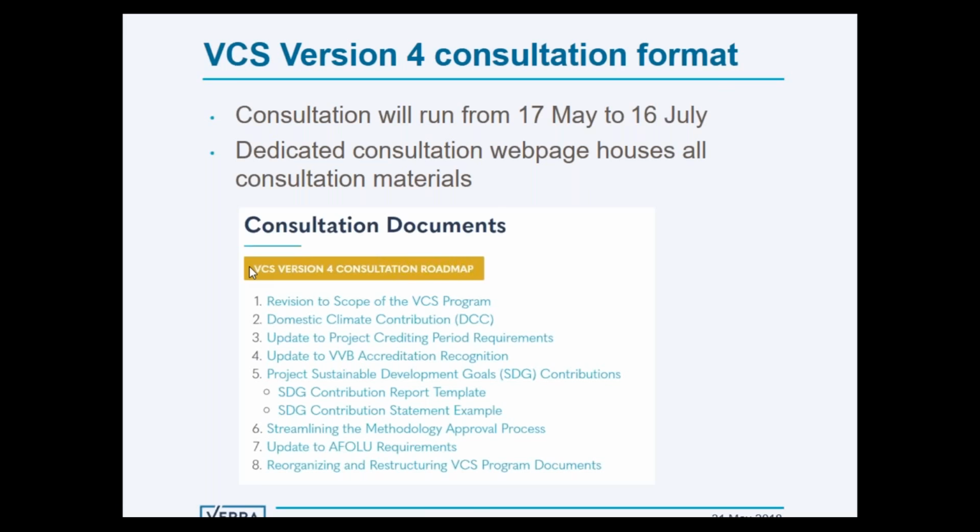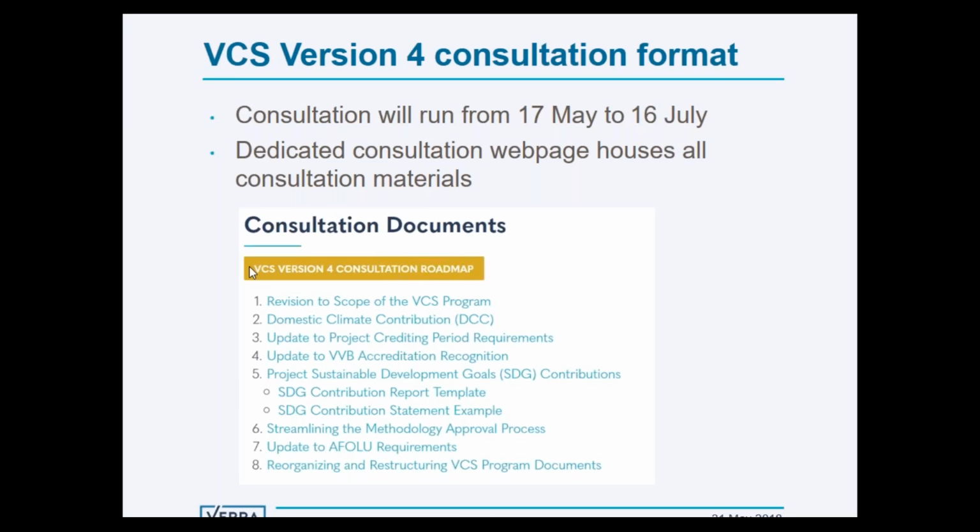At the end of the consultation, essentially one of two things will happen. Depending on the feedback that we get, we may go ahead and tweak some of these proposals and then move forward with integrating those into the VCS program documents, and then ultimately release VCS version 4. That could potentially happen as soon as October of this year, essentially giving us enough time to take into consideration the feedback that we get, revise these proposals, update the program documents, and then release all of those.